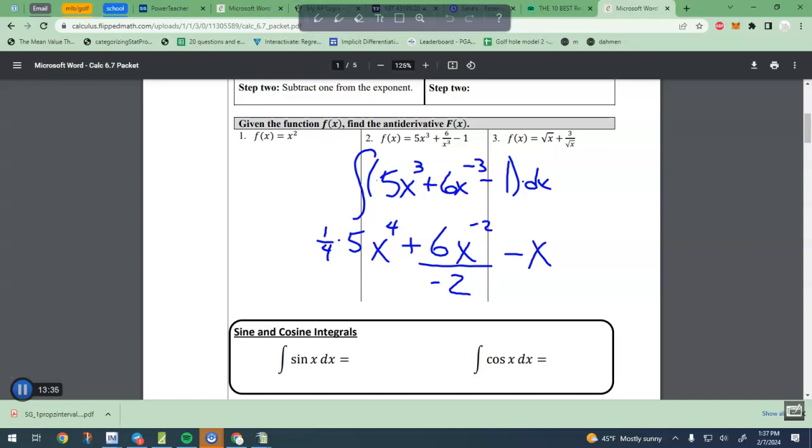4 times the fourth cancels. 5 stays. Reduce the power by 1. Bring down the -2 times the -3 that's really here. That's a +6. Reduce the power by 1. So it does work, but I'm not done.